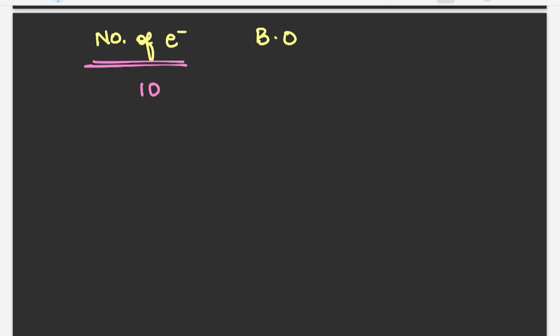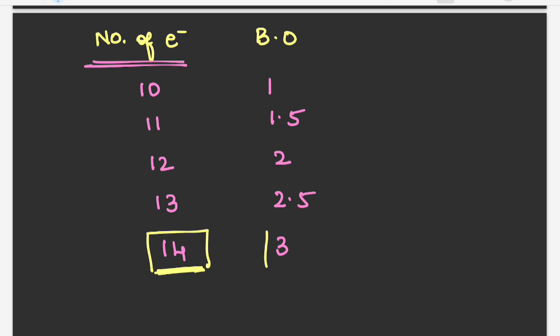I'll write it once again here: the total number of electrons, and here the bond order. Just count the total number of electrons in the given species. If it is 10, then their bond order is 1. If it is 11, bond order is 1.5. If it is 12, their bond order is 2. If it is 13, then bond order is 2.5. If the total number of electrons is 14, then their bond order is 3. This is the highest bond order you will get.